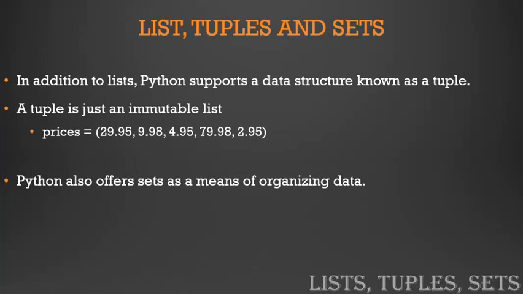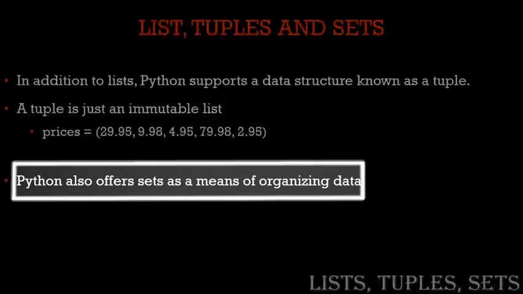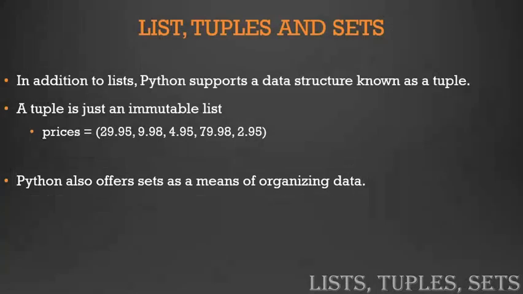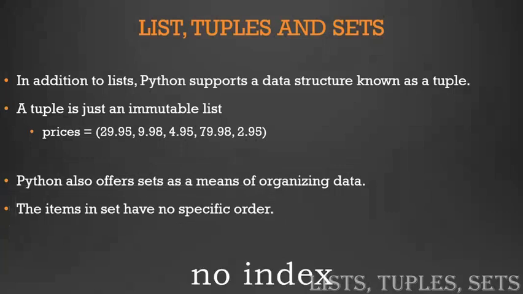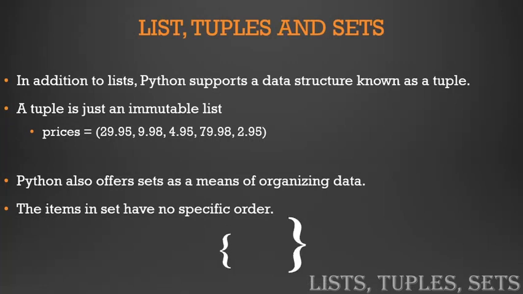Next thing is sets. Python also offers sets as a means of organizing data. The difference between a set and a list is that a set does not have any specific order. Even though it is defined in a certain order, none of the items will be indexed, so you cannot get elements by any index. With respect to declaration, we use curly braces.